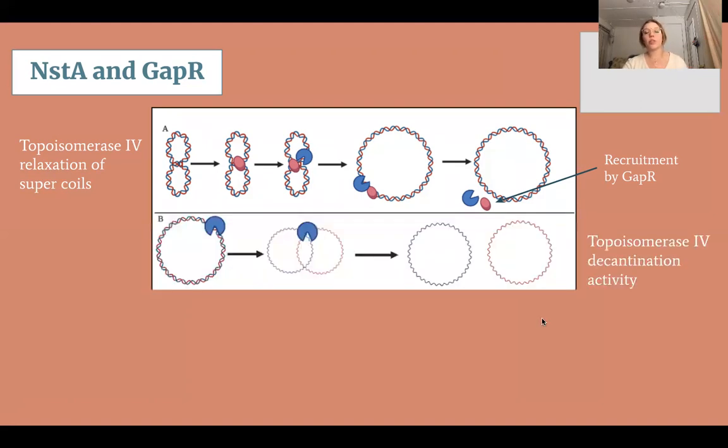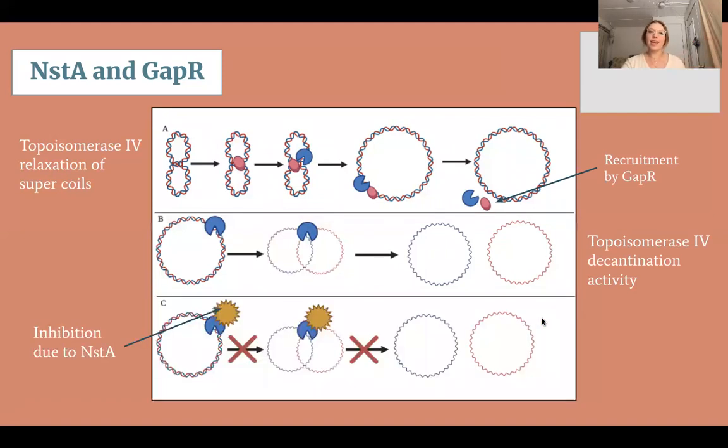This is just a diagram showing the topo 4 decatenation activity again, because the next gene, NstA, actually inhibits this. NstA will go and bind to topoisomerase 4 and inhibit the decatenation activity of that protein. So after replication, it is not able to unlink those two chromosomes.